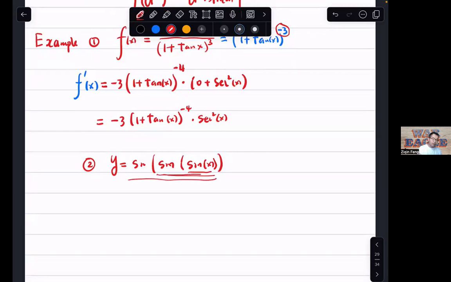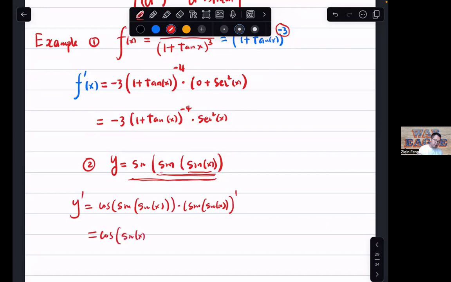First, consider this to be your inner function and this to be our outer function. Then when you try to differentiate this inner function, apply the chain rule one more time. Just apply the chain rule twice. First, the outermost function is sine, so y prime is cosine, keeping all the inner functions, which is sine of sine of x. When you apply the chain rule, you need to multiply by the inner function's derivative, which we don't know yet. So the first factor is cosine of sine of sine of x, times cosine of sine of x, then times the derivative of the innermost function, which is cosine of x.